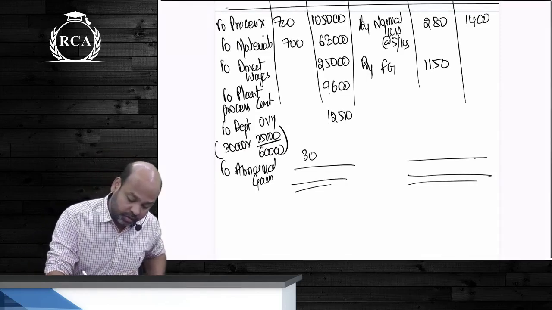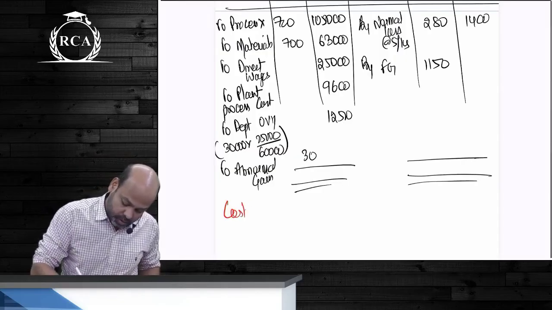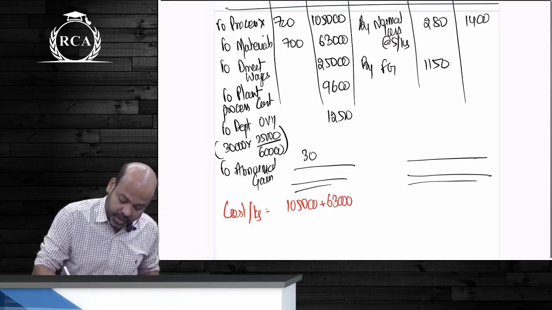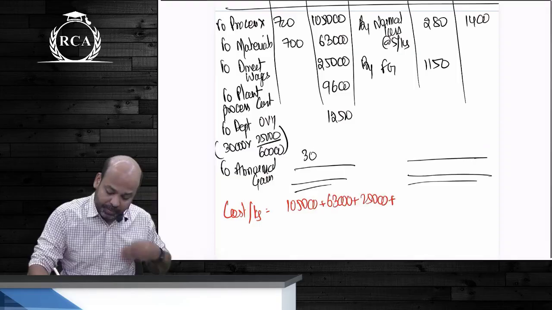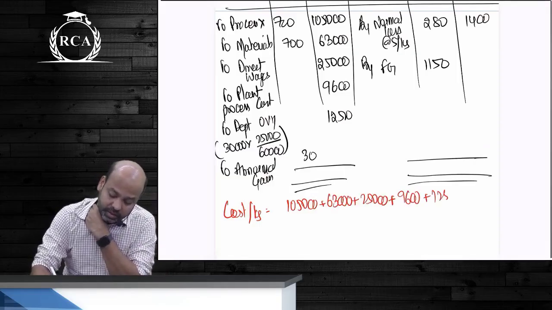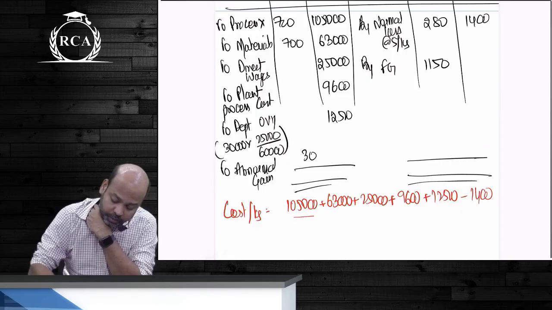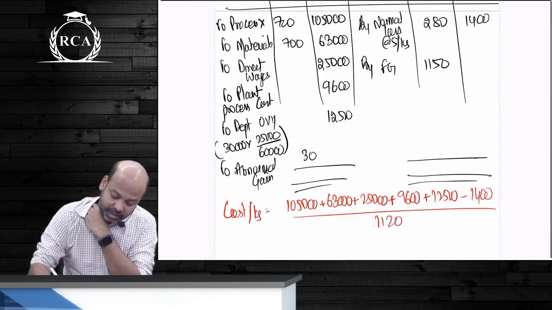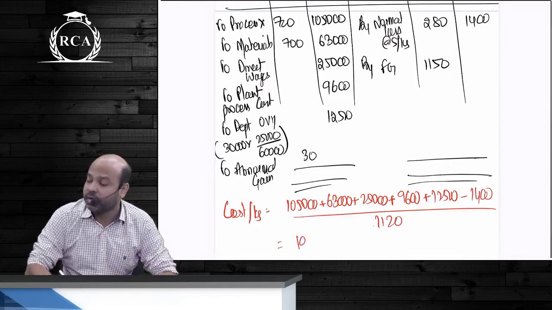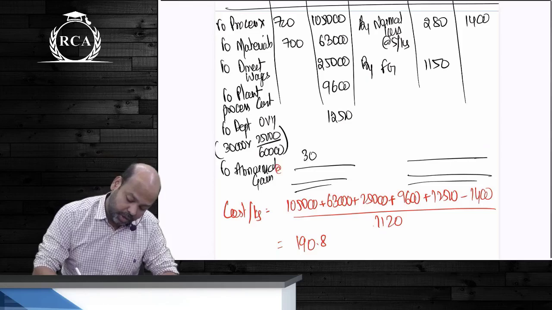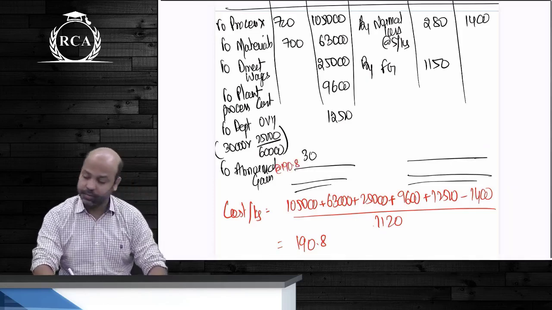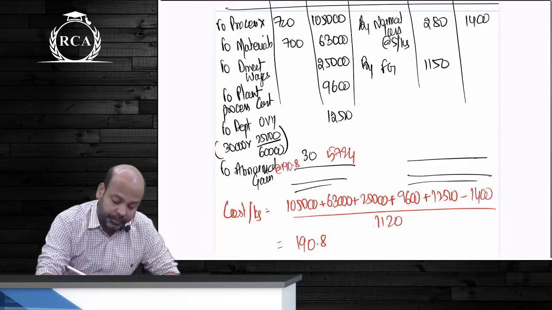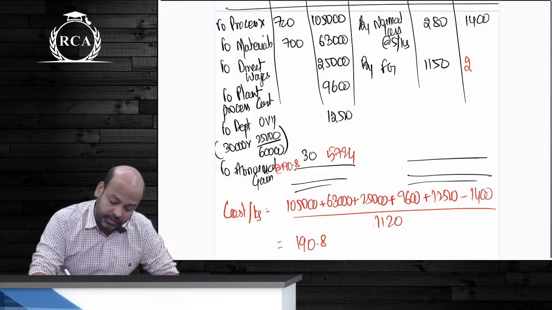So how much will your cost per kg be now? Cost per kg, guys, will be 1,05,000 plus 63,000 plus 25,000 plus 9,600 plus 12,500 minus 1,400 divided by an output of 1120. How much is this? 190.8. Multiply abnormal gain by 190.8. 5724. Here write the balancing figure. 2,98,000.